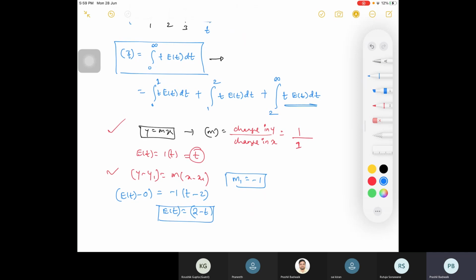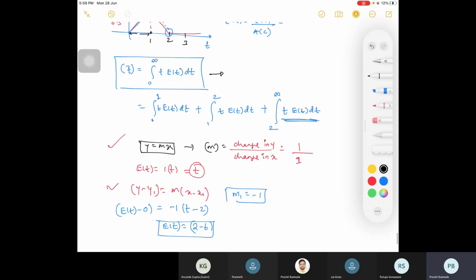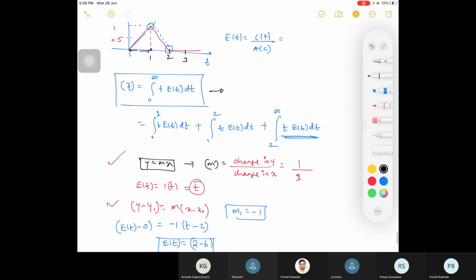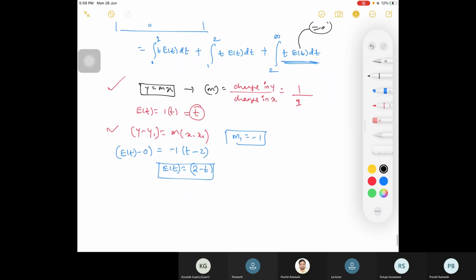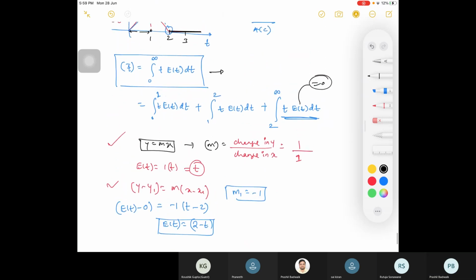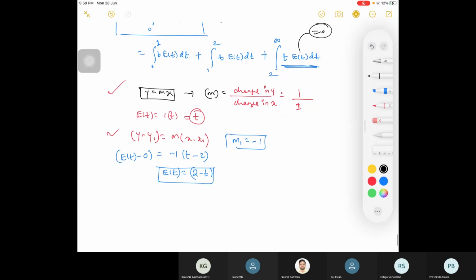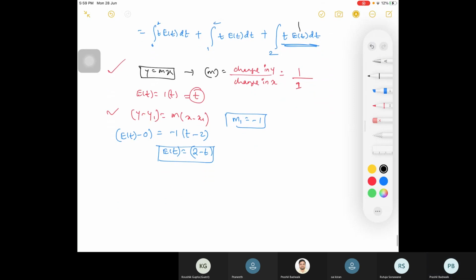And in this interval 2 to infinity, what is your E(t) value? That is equal to 0. E(t) is 0. Now please integrate this. What do you get? 1. Are all getting this answer? 1. So your T mean is equal to 1 minute, if it is in minutes on the x-axis. What about Saikiran, Kaushik?